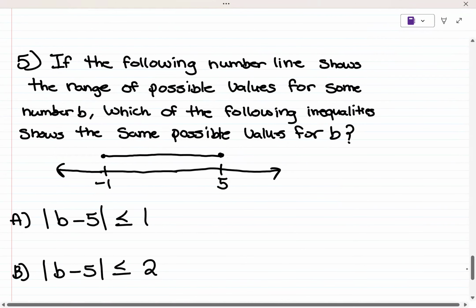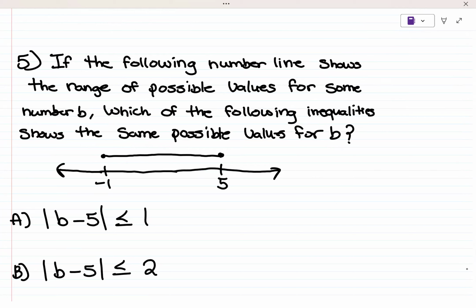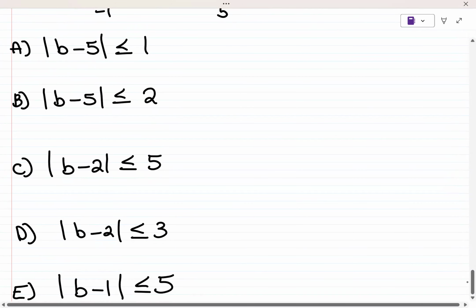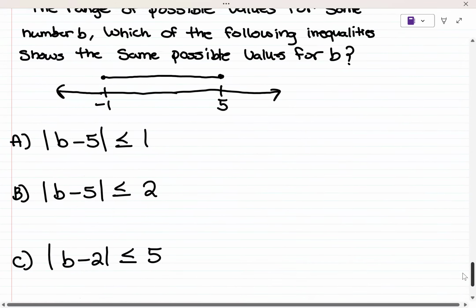Question 5. If the following number line shows the range of the possible values for some number b, which of the following inequalities shows the same possible values for b? So this is just like the one we just did before. They give us an inequality graph, and we've got to figure out the correct one. So just look at all the choices. Is there anything we can eliminate? Not yet.